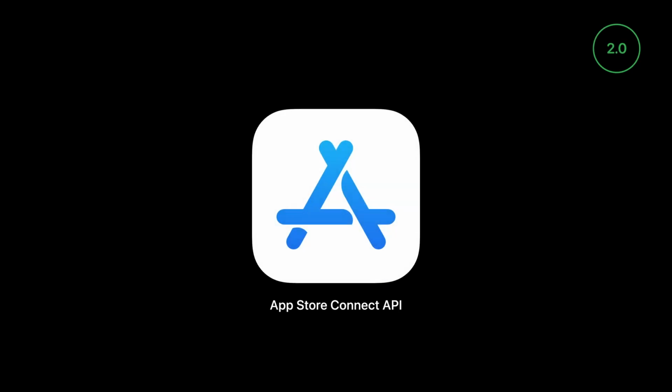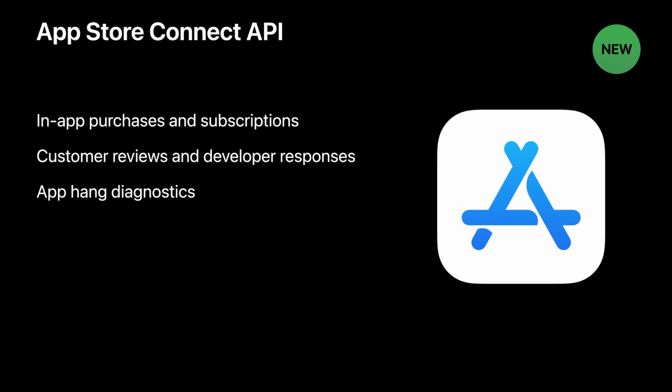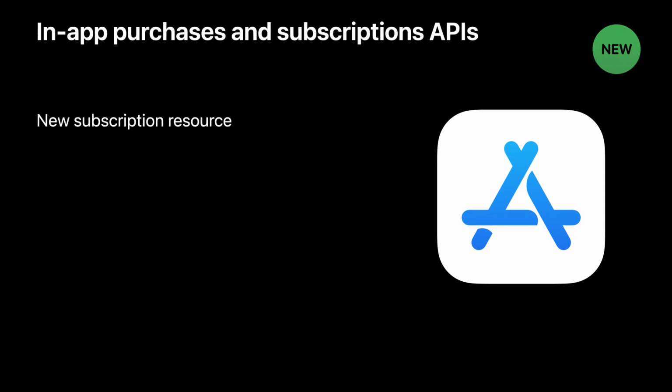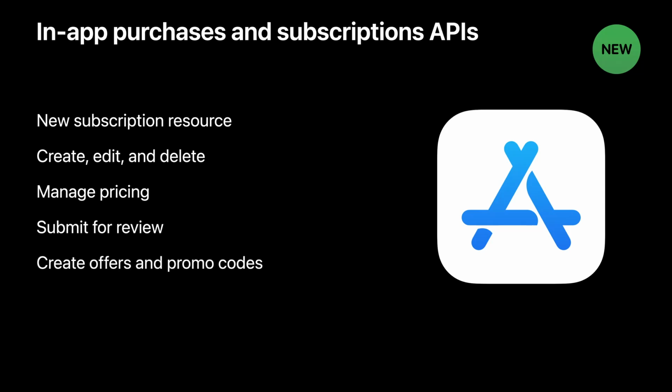With our huge 2.0 release coming this summer, we're expanding the number of resources in the API by 60%. In this summer's release, we're adding some great new functionality that has been heavily requested, beginning with a comprehensive set of APIs to manage your entire in-app purchase and subscription lifecycle. We started by breaking subscriptions into their own resource and giving you full control to create, edit, or delete any of your in-app purchases or subscriptions. You'll also be able to manage pricing, submit for review, and create special offers and promo codes. We can't wait to see how you take advantage of this new opportunity to automate your in-app purchase and subscription workflows.